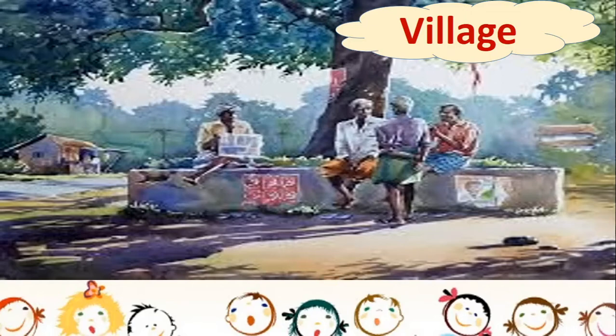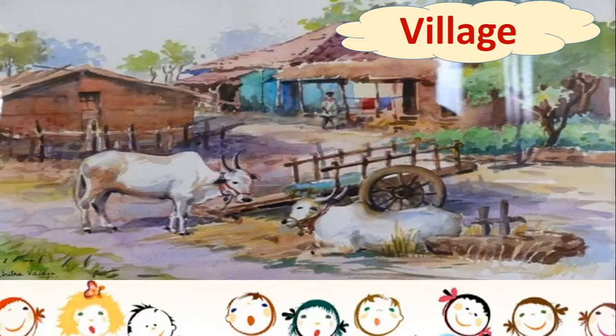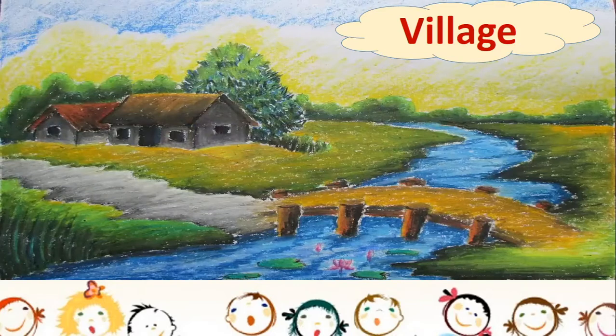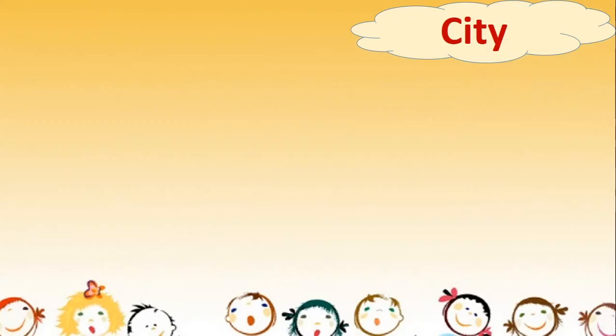Okay, this is one more image of a village for you. So like I told you, in a village the houses are smaller and you will see a lot of animals and you will not see a lot of tall buildings. Okay, you will not see any tall building here, but you will see a lot of trees. You will see a lot of greenery. Okay, now let us look at a city. So this is how beautiful a village looks like. Let's look at a city now.